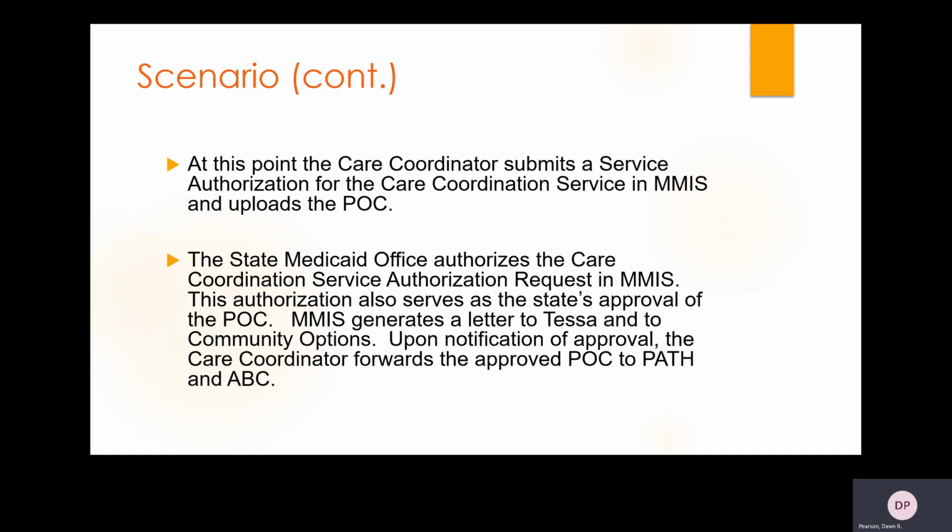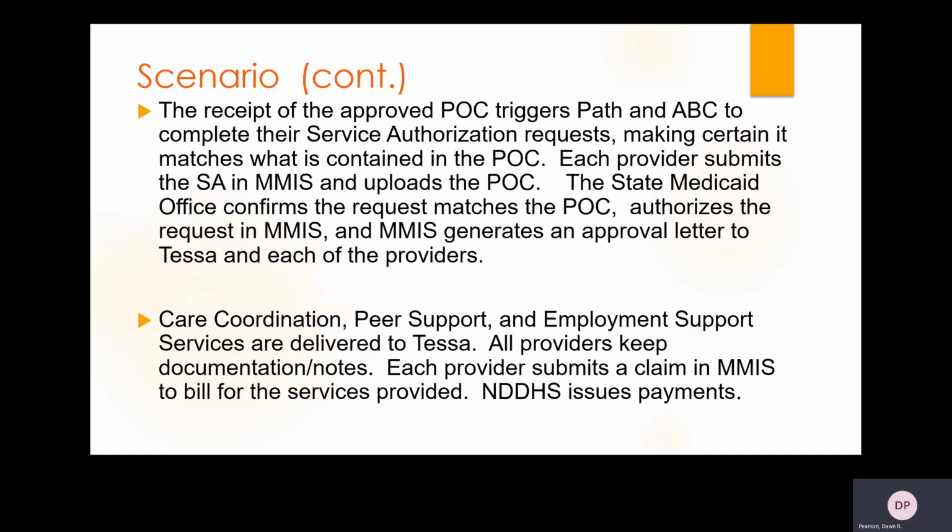Upon notification of approval, the care coordinator forwards the approved plan of care to PATH and ABC. The receipt of the approved plan of care triggers PATH and ABC to complete their service authorization requests, making certain it matches what is contained in the plan of care. Each of the providers submits the service authorization in MMIS and uploads the plan of care. The state Medicaid office confirms the request matches the plan of care, authorizes the request in MMIS, and MMIS generates an approval letter to Tessa and each of the providers.